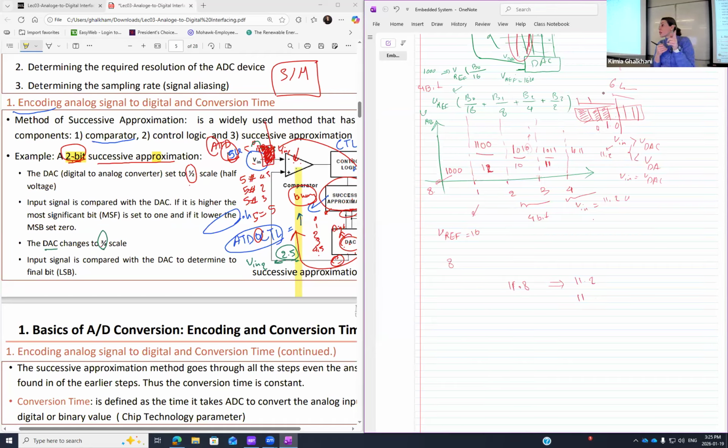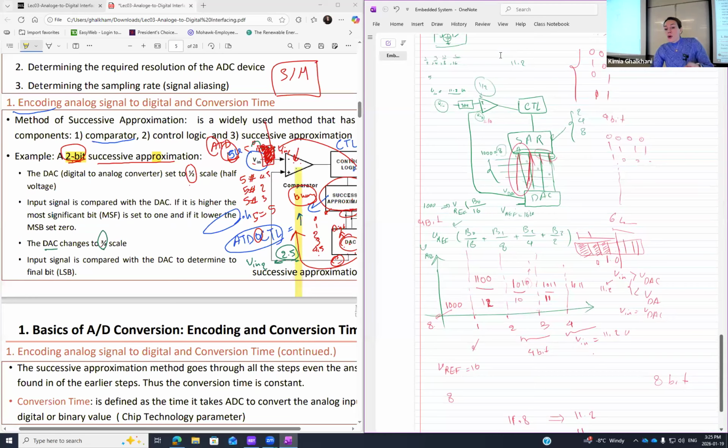Oh, you mean the input being 11.8? Oh, okay. If the input is 11.8, then it's not going to be 4-bit. Then I'm going to have an 8-bit. It will round it down. If it is 11.2, I don't use 4-bit. I said it. I have 4-bit in here. Get the point in here.